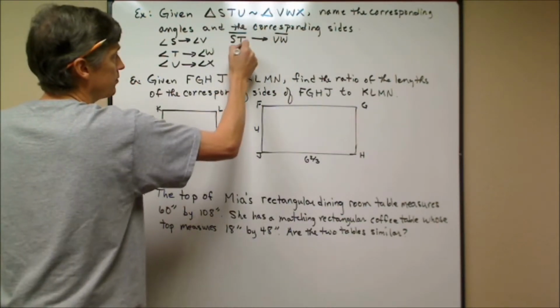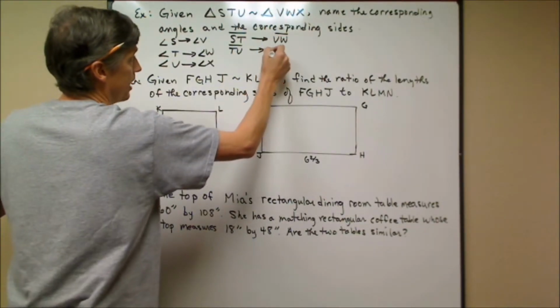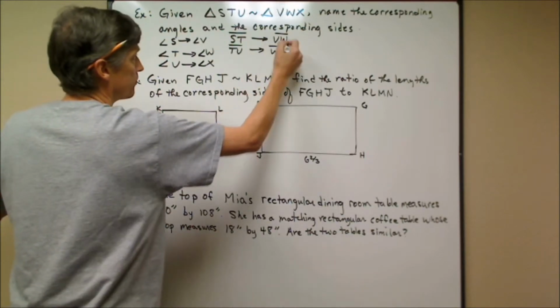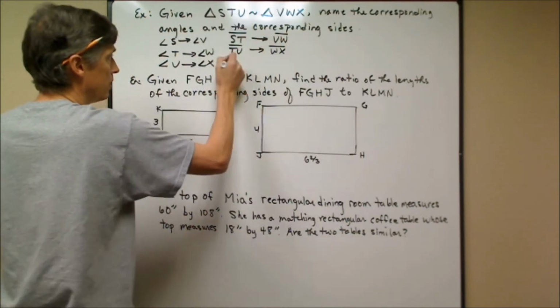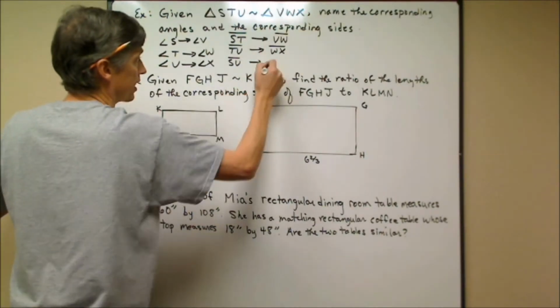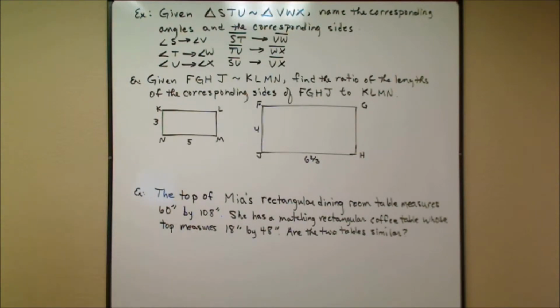TU corresponds, that's the last two letters, to WX. And you have to say WX. You couldn't say XW. You must have them in the same order. And then SU corresponds to VX. Just by looking at the way that the names of the triangles are listed, or the vertices are listed, you can tell which angles are corresponding, which sides are corresponding.